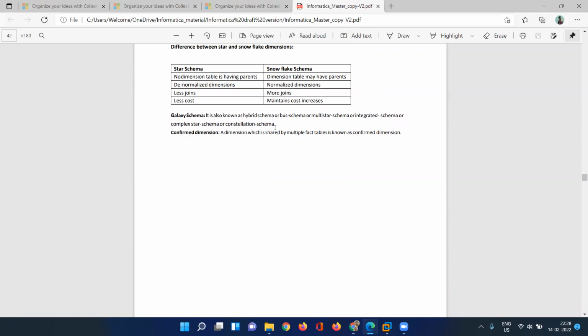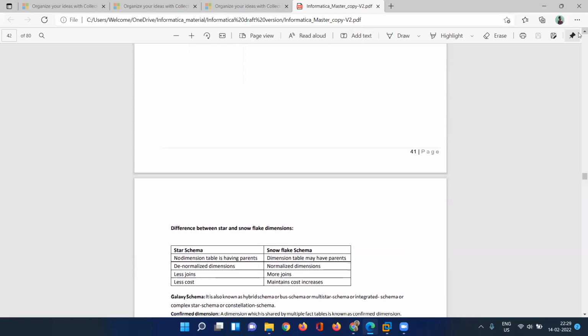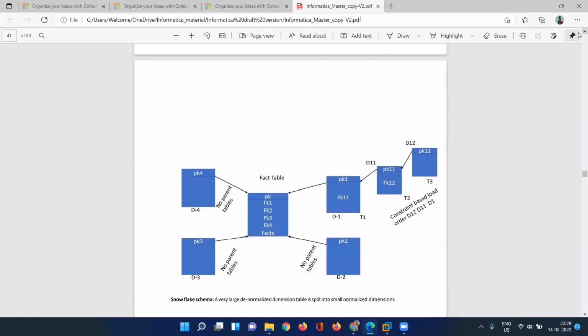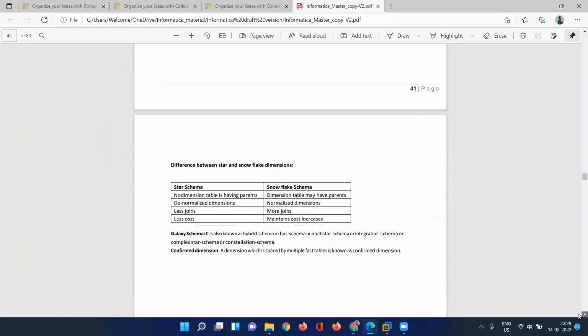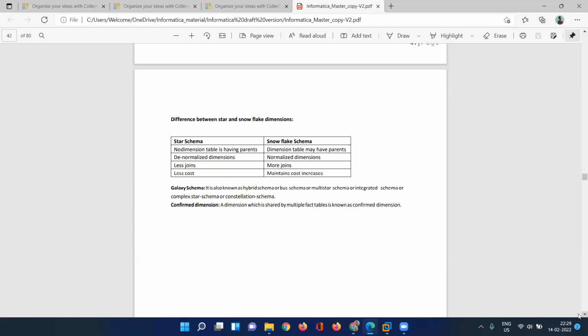Let me explain the differences between star schema and snowflake schema. In star schema, no dimension table has parents. I already showed you the diagram, right? So it doesn't have any parent child relationship. Whereas in snowflake, we have parent and child relationships. It contains almost constraint based load order in a few dimensions that we have.